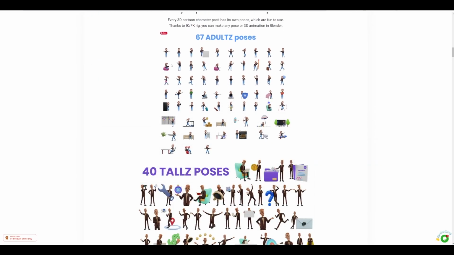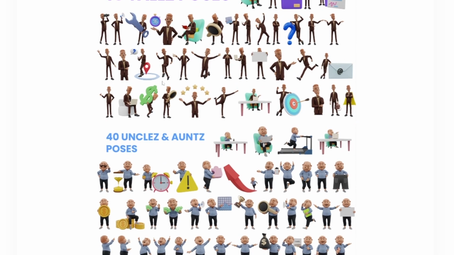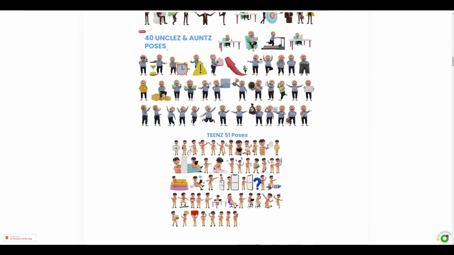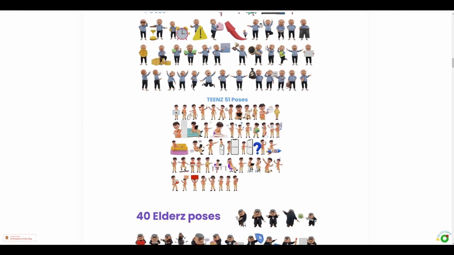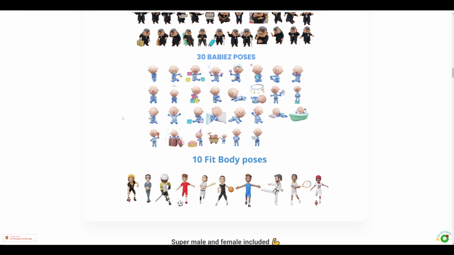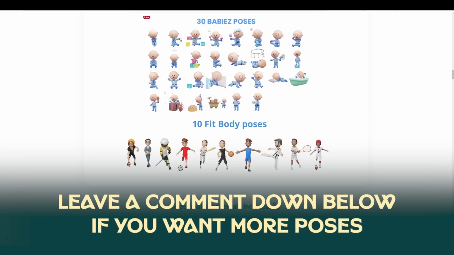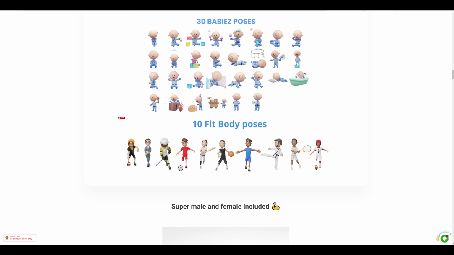Every 3D pack, as I mentioned, has different poses. This is adults poses, you see this is 67. Here toes has 40, another 40 for uncles and aunts. Teens has 51, elders has like 40 poses. If you would need more poses or different poses, you can always reach out or comment. You see there are also the fit body poses.